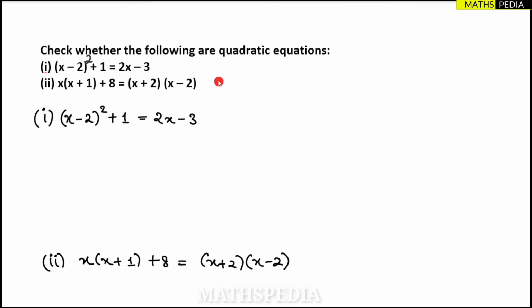Now let us see what all problems you can expect in exercise 4.1. The first problem is: check whether the following are quadratic equations or not. Simply we have to just simplify the following equations. Okay, you can see LHS as well as RHS. Just simplify it and you will get it.